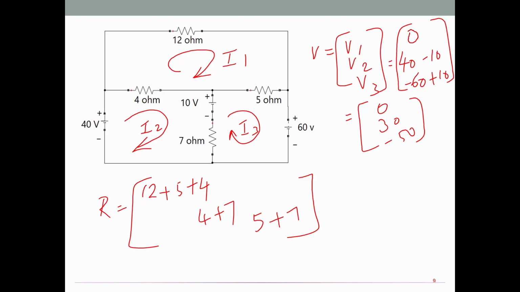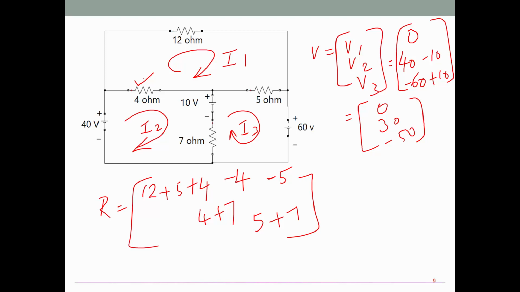Coming to R1 to 2, R1 to 2 means between 1 and 2. Common for 1 and 2 is 4 ohm branch, this 4 ohm branch. How to take sign for this? Have a look at loop current 1 flowing from my right to left. Loop current 2 left to right, opposite each other. So take down -4 here. Then loop number 1 and loop number 3. We have 5 ohm. So this is also -5 because 1 and 3 loop currents are opposite each other.